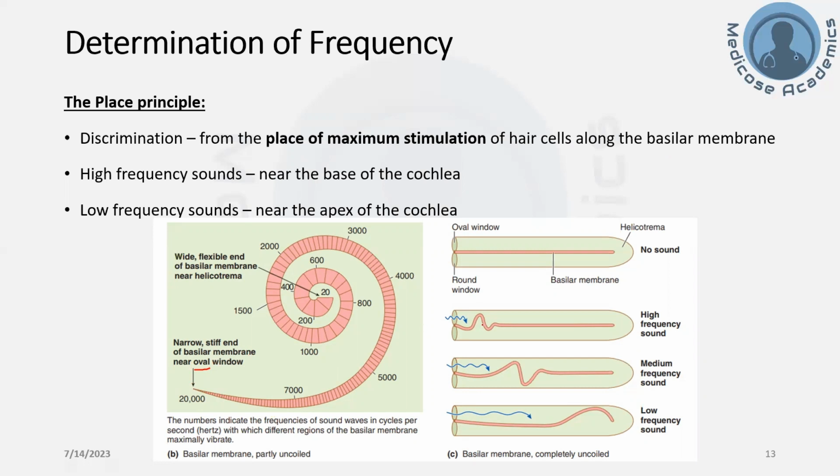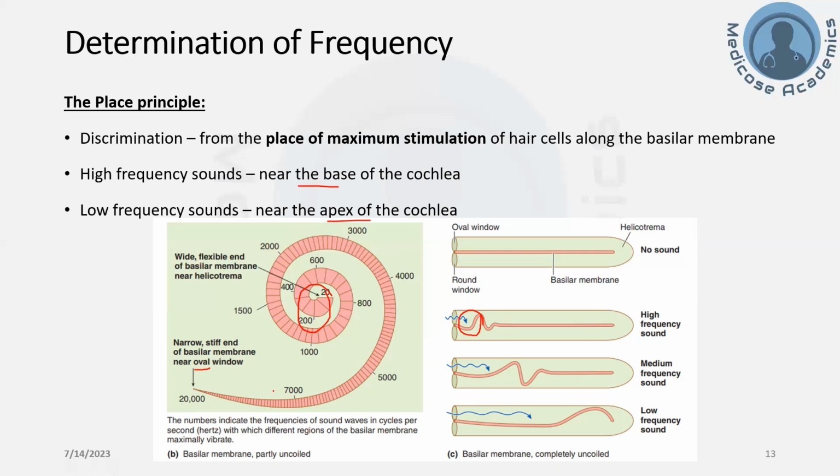So high frequency sounds are going to maximally vibrate the basilar membrane which lies close to the oval window. So high frequency sounds are going to maximally stimulate the hair cells which are located near the base of the cochlea. The area which is close to the oval window is also known as the base of the cochlea. Whereas low frequency sounds are going to cause maximal movement of the basilar membrane near the apex of the cochlea. The apex of the cochlea is close to the helicotrema. It is very far away from the oval window.